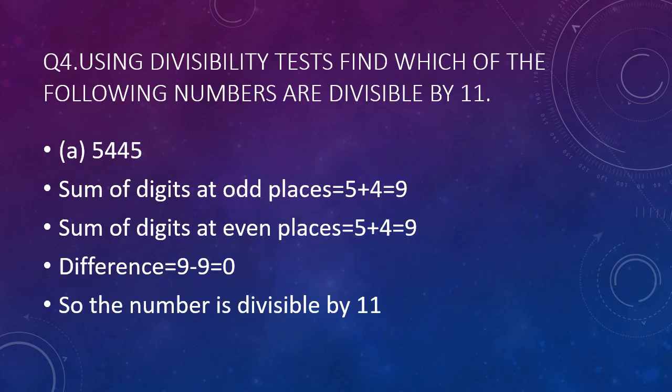Question 4. Using divisibility test, find which of the following numbers are divisible by 11. A. 5445. Sum of the digits at odd places is equal to 9. Sum of the digits at even places is equal to 9. Difference 9 minus 9 is equal to 0. So the number is divisible by 11.